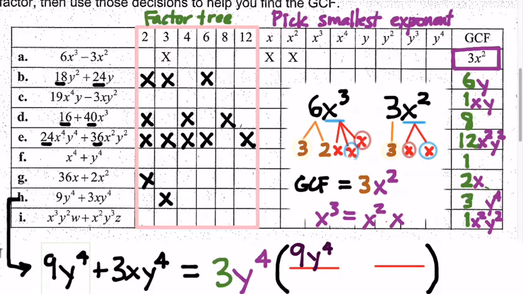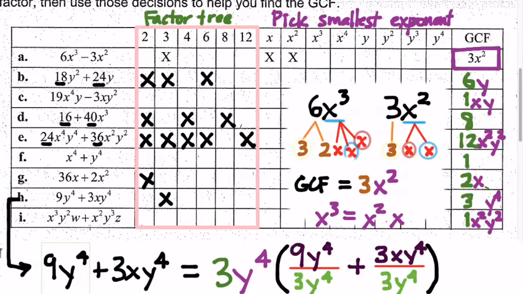So another way to go about it is this. If I want to know what's missing in each one of these terms, what I can do is divide each of those terms by the greatest common factor. 3y to the fourth, 3y to the fourth.